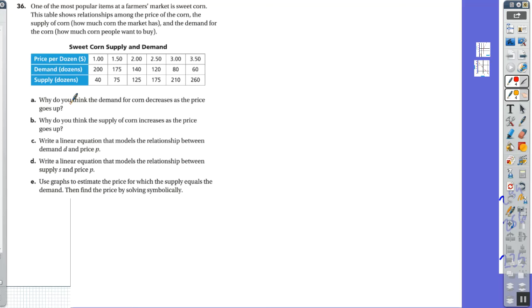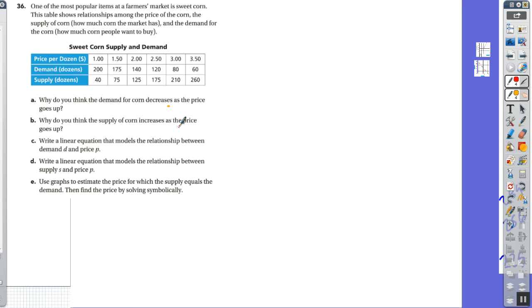Why do you think the demand for corn decreases as the price goes up? Well, as the price goes up, we see that the demand is in fact decreasing. In other words, at some point, people are going to decide that $3.50 for a dozen ears of corn is just not a good deal. I can't afford it. I don't want to pay for it, so I'm not going to buy it. So along the way, you're going to lose customers thinking that corn just isn't worth it to me to pay that much for it.